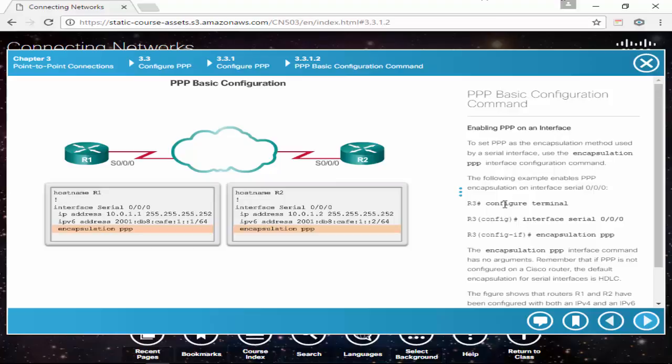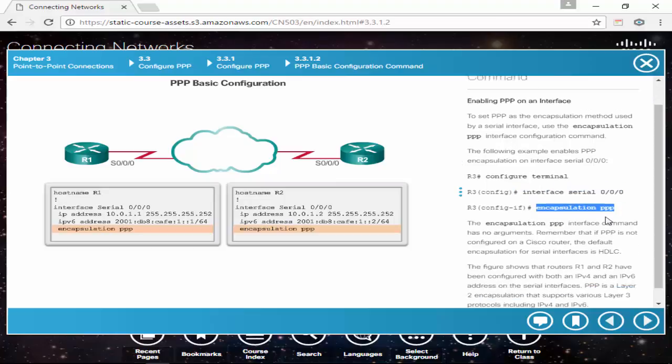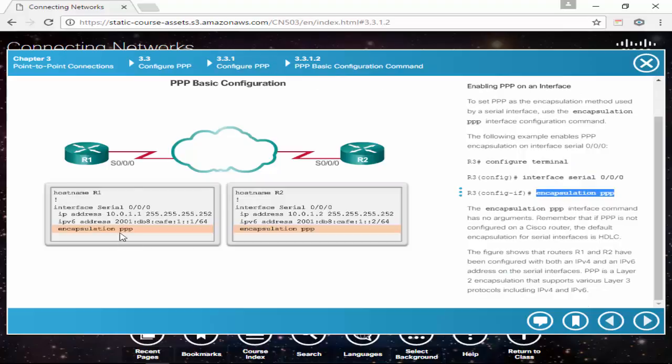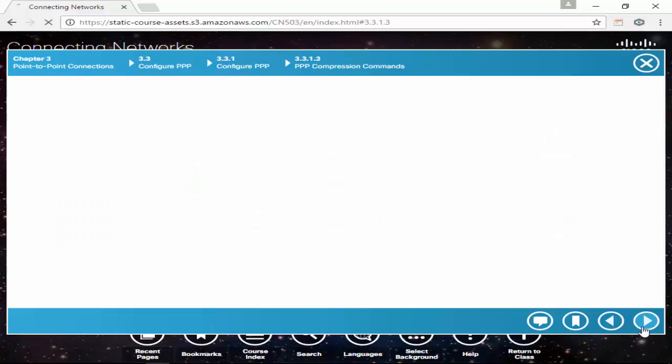Basic PPP, similar to HDLC, except it's not the default, so we just say encapsulation PPP. Now if we do that on one side, it's going to take the other side down, right? Because when we're initially doing this, we have to do it on both sides or it won't come up. Because one would be on PPP, one would be on HDLC.